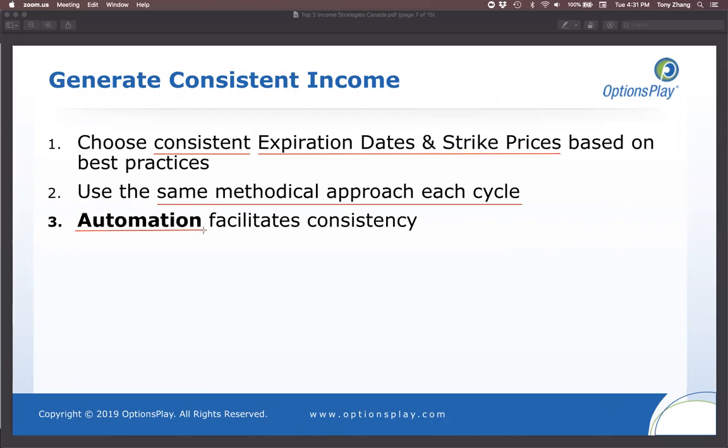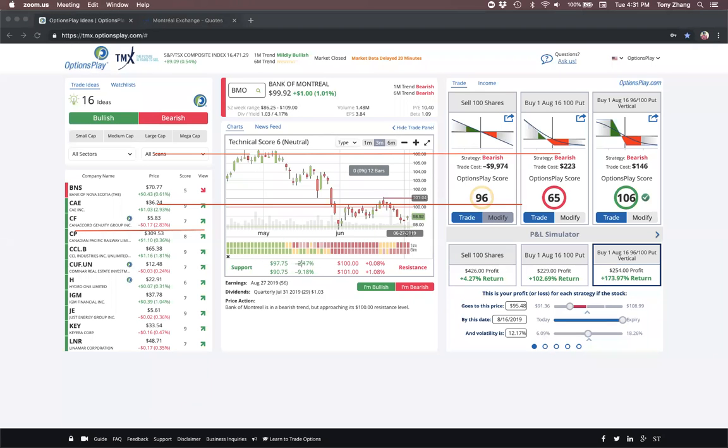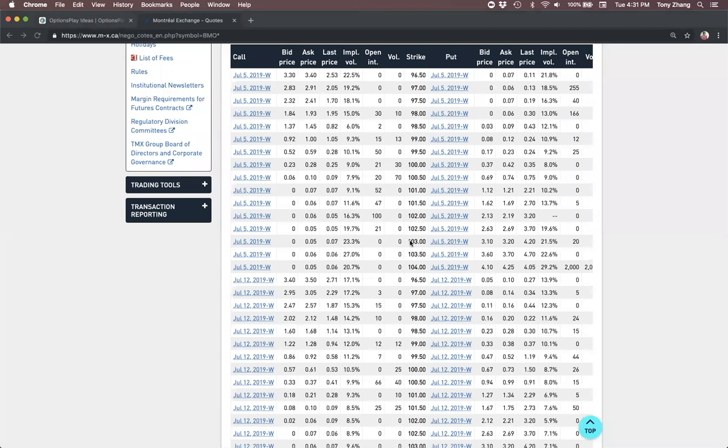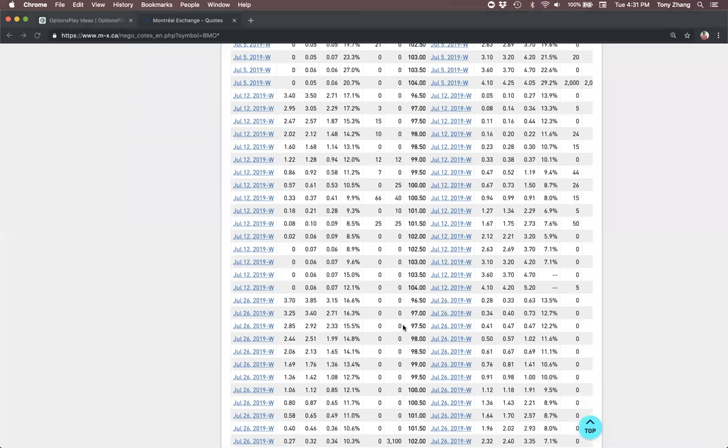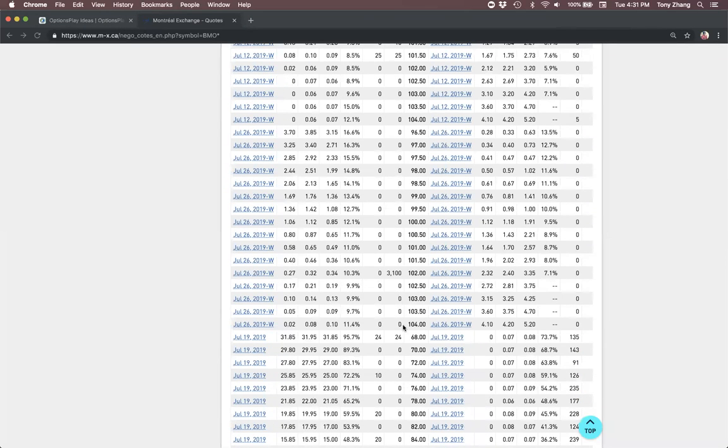And that's really what OptionsPlay is here to help provide. Because if you have to manually search through option chains to do that type of work, sometimes this is really where we lead to inconsistent results. So if you're using pages that look like this, and you have to manually select an expiration date and manually select a strike price, chances are month to month you're going to have some deviations away from a consistent methodology.